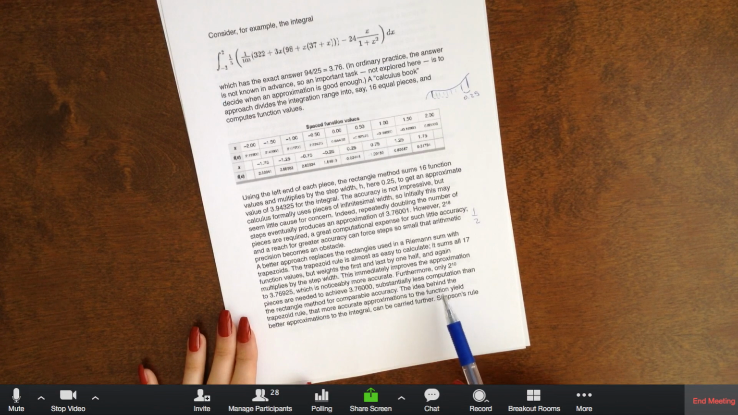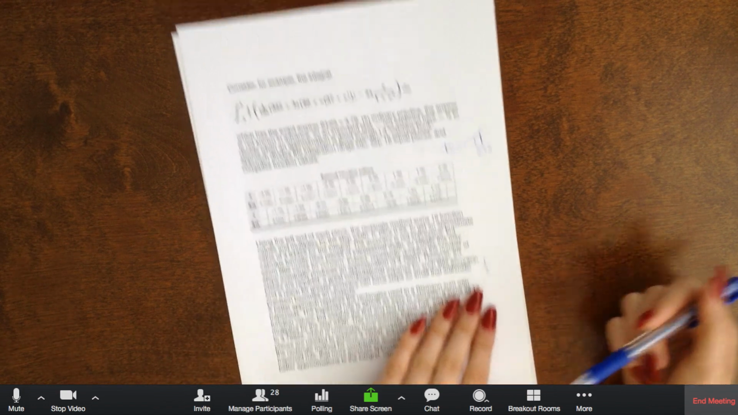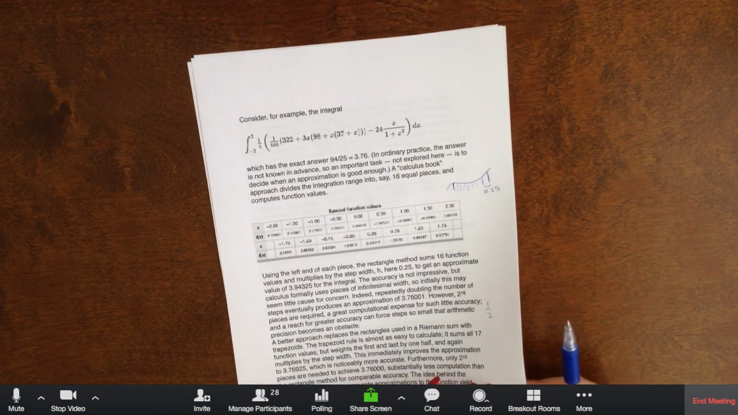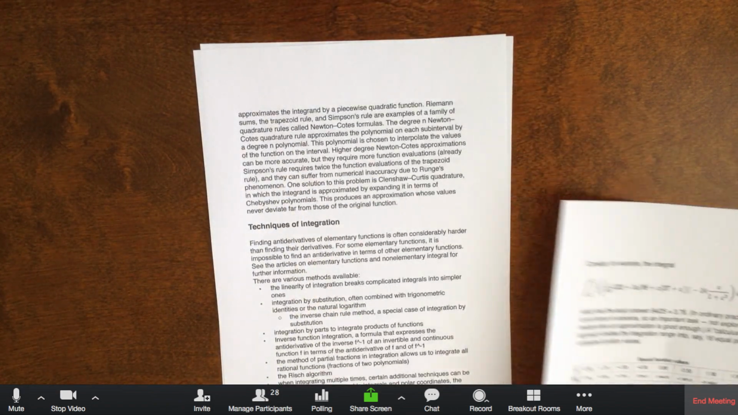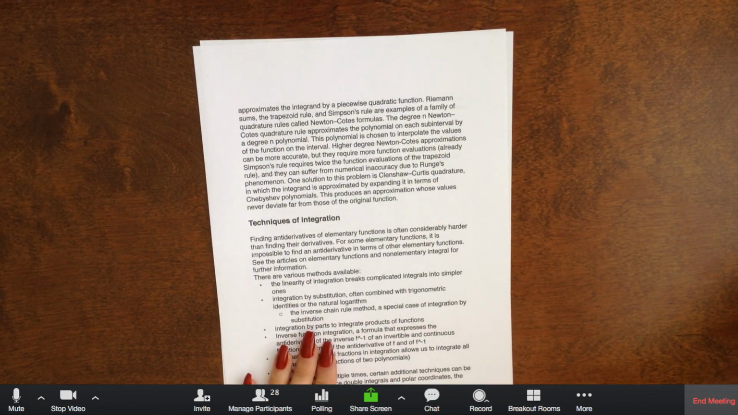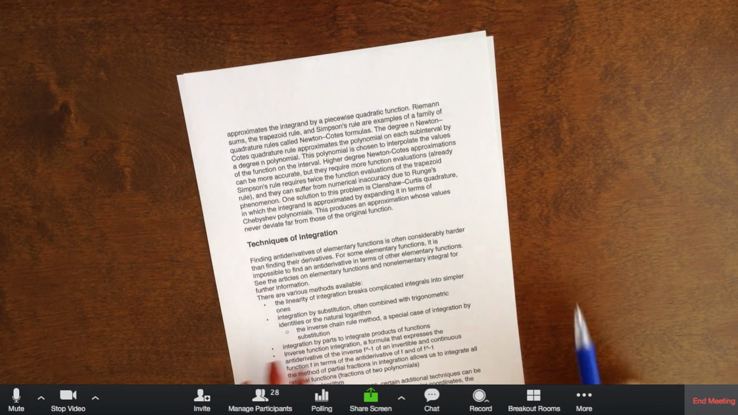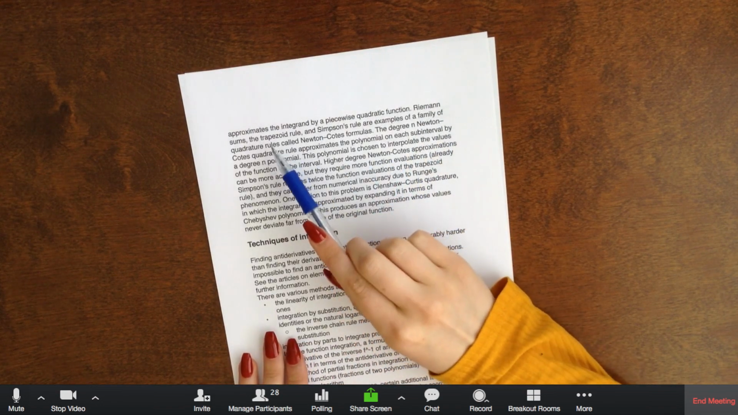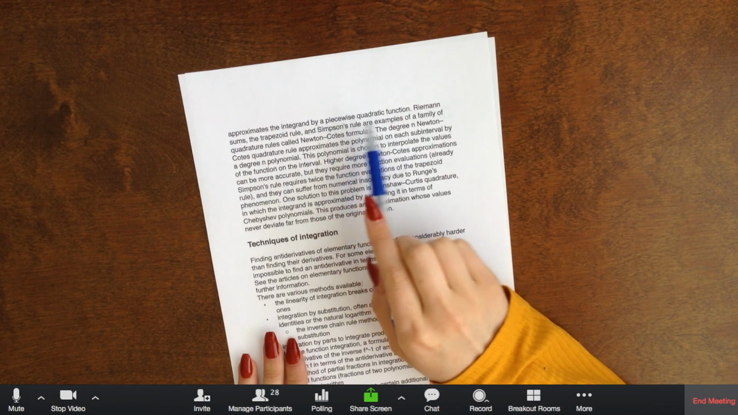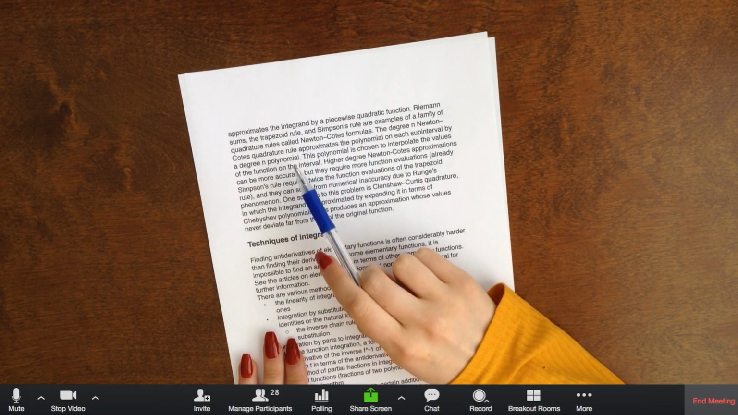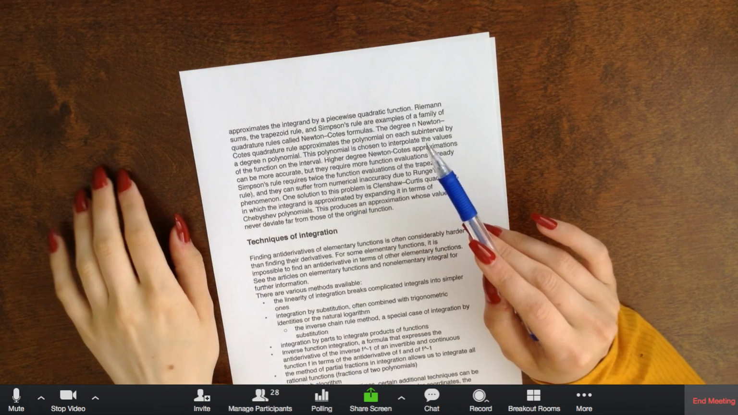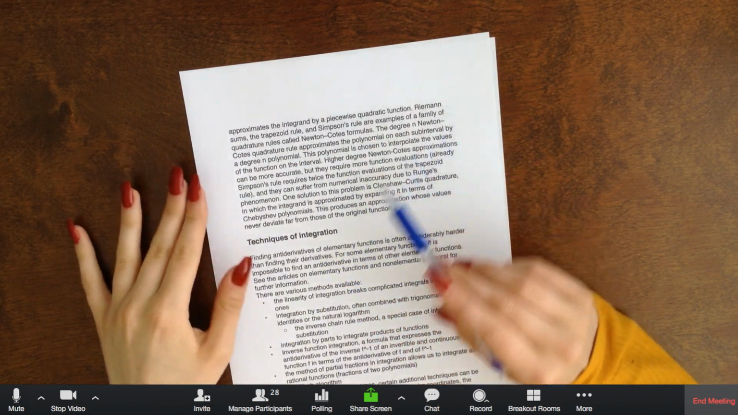Okay, the idea behind the trapezoid rule is that more accurate approximations to the function yield better approximations to the integral, and that can be carried further. Okay. So Riemann sums, the trapezoid rule, and Simpson's rule are examples of a family of quadrature rules called Newton-Cotes formulas. Here we have different techniques of integration.